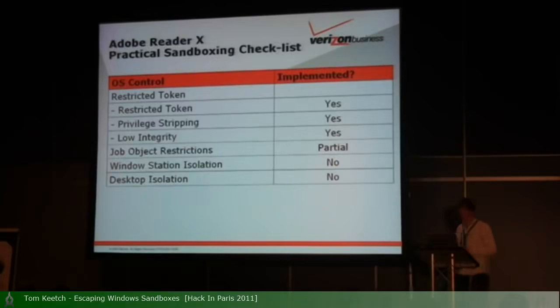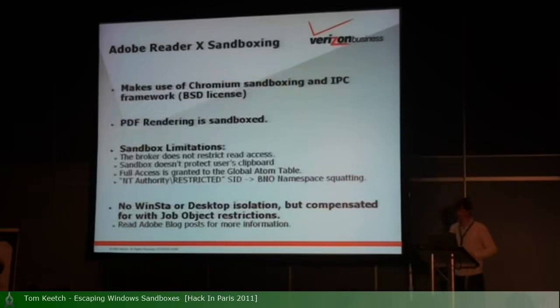Yes, if we look at this as a checklist, they're applying almost entirely a fully restricted token, apart from one minor caveat, which actually results in a bypass. Yeah, and they're applying some, but not all, of these job object restrictions.